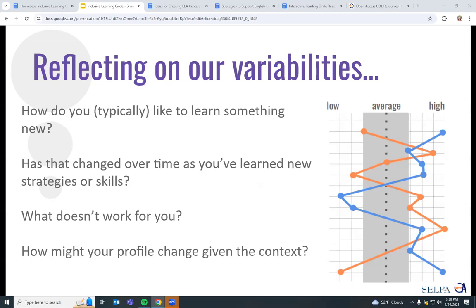But context matters, right? If I'm too tired, that could change. So context matters for all humans, and it's not just for our students. We're all variable learners, and depending on what our interest in the task is, it's going to change. It could change daily. It could change by the hour.